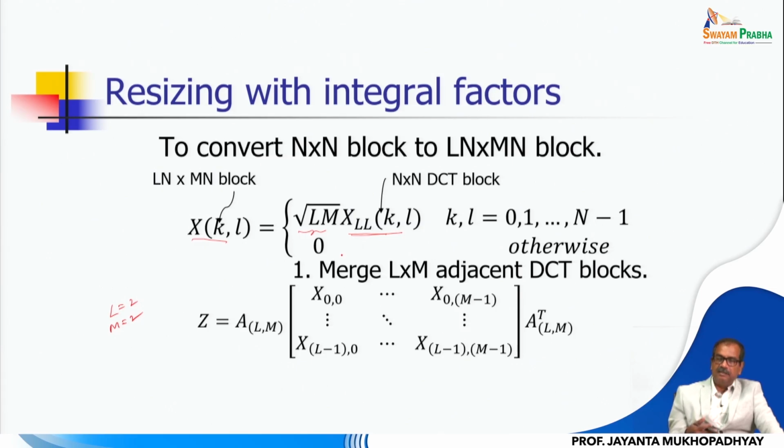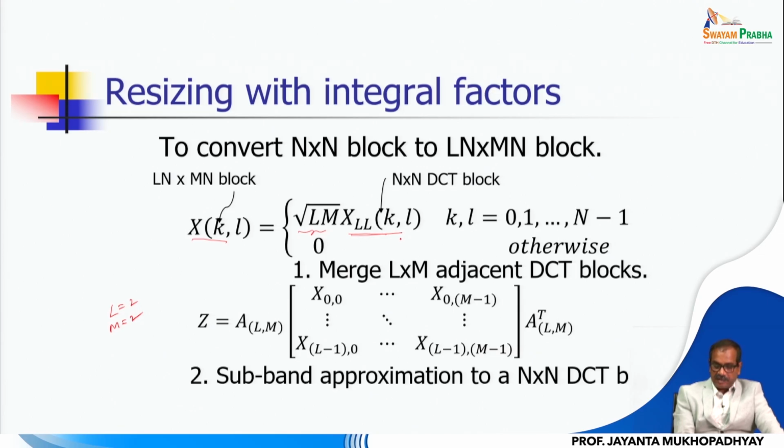So I can do approximation and decomposition, or I can do composition first. First you can merge L cross M adjacent n cross n blocks, and then you take the first n cross n coefficients, so subband approximation to an n cross n block.